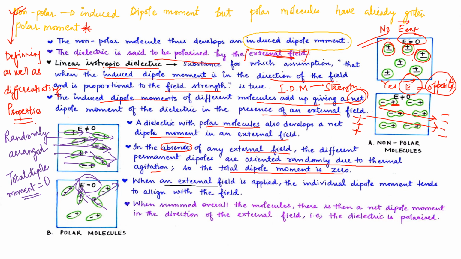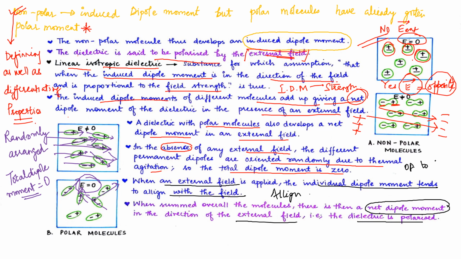When an external field is applied, the individual dipole moment tends to align with the field. When summed over all the molecules, there is then a net dipole moment in the direction of the external field, that is, the dielectric is polarized. Now, in the case we have seen in these non-polars, what we have seen is that these get polarized in the opposite direction to the electric field.